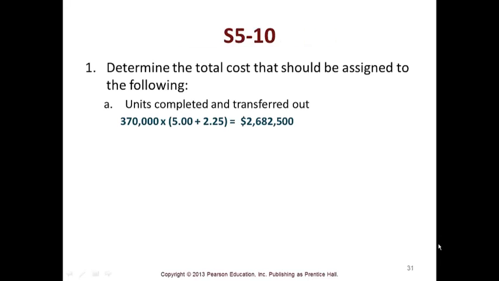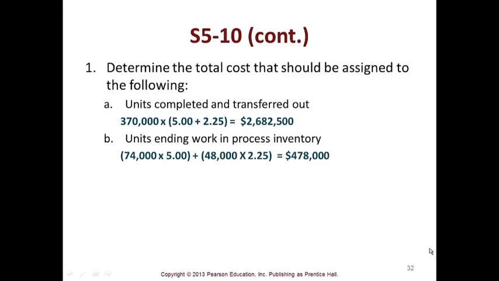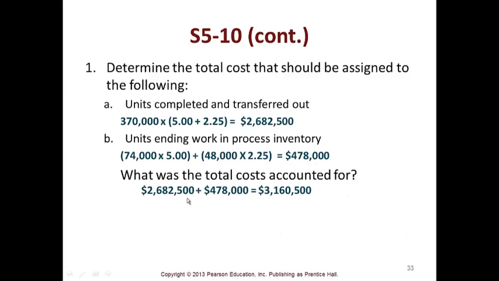S5-10 is the next one we're going to cover. They ask you to determine the total cost that should be assigned to the following: units completed and transferred out. So they give you the direct material and the conversion cost dollars, and then you have the units provided. So you do the math, and you get units completed and transferred out. Then they ask you for units ending work in process. So once again, they provide the units, and you must do the math in pieces, and that gives you your units ending work in process cost. And then the total cost is the sum of the two added together.